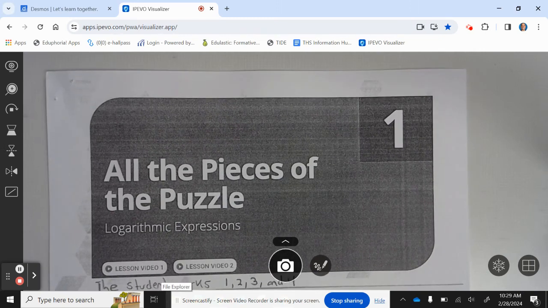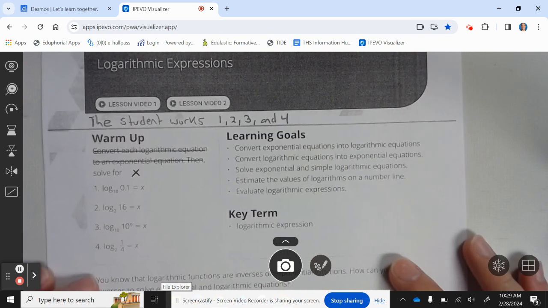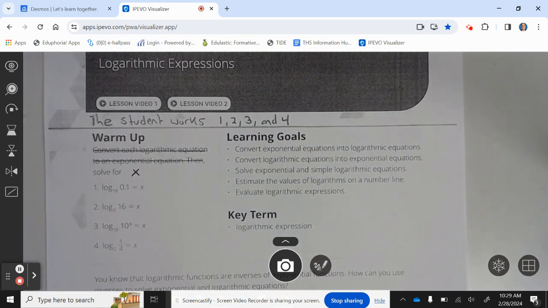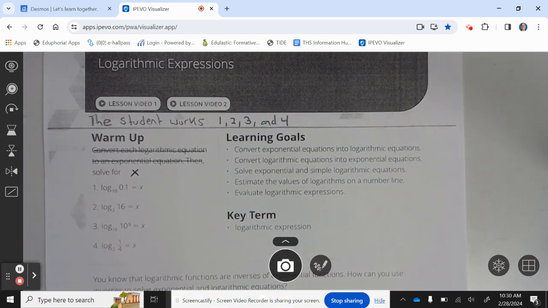All the pieces of the puzzle, logarithmic expressions. The student works 1, 2, 3, and 4. Let's take a look at the next page.